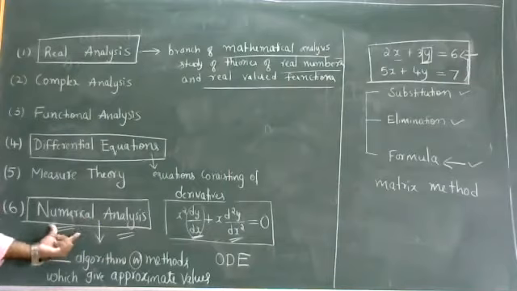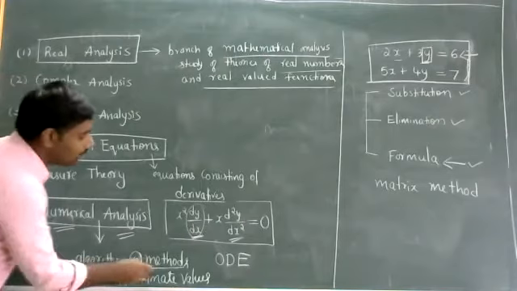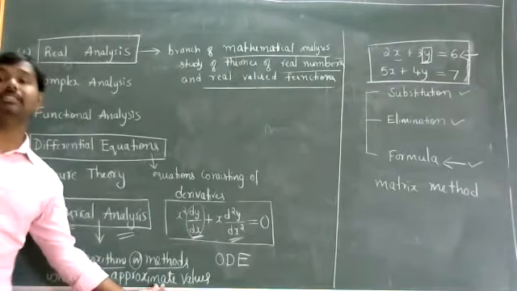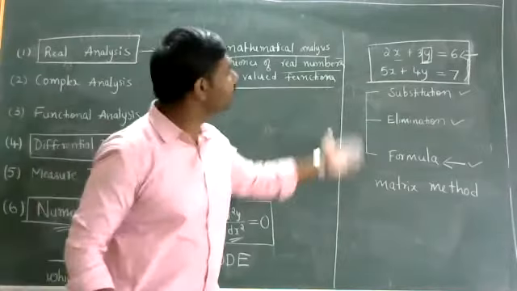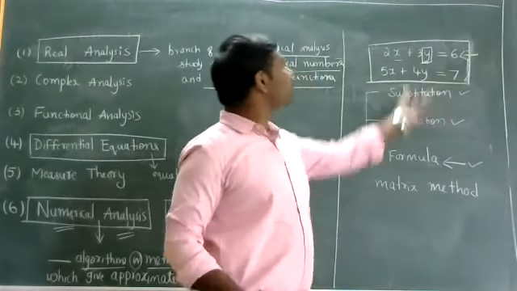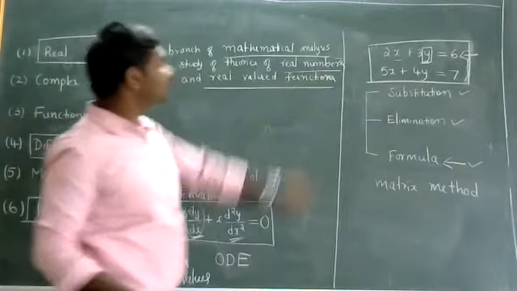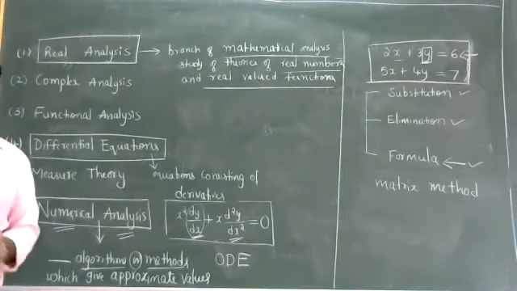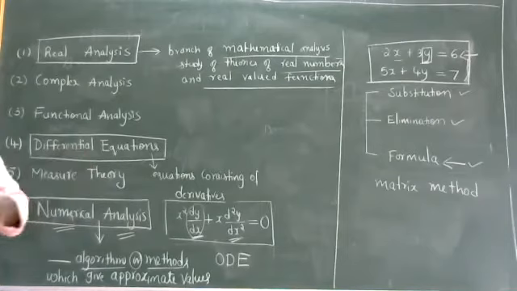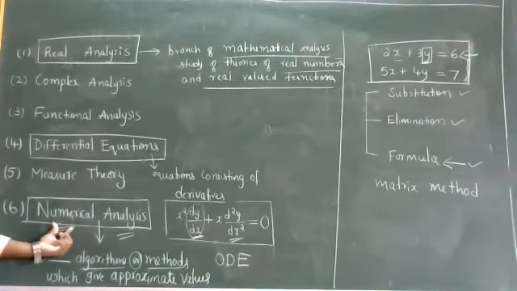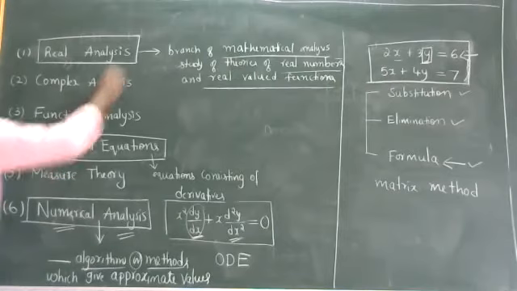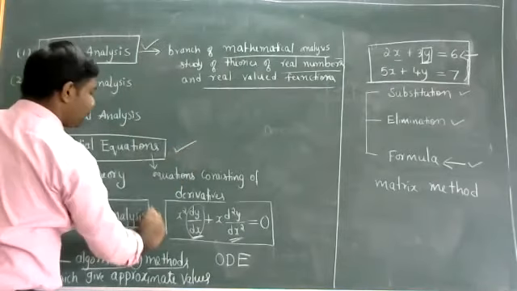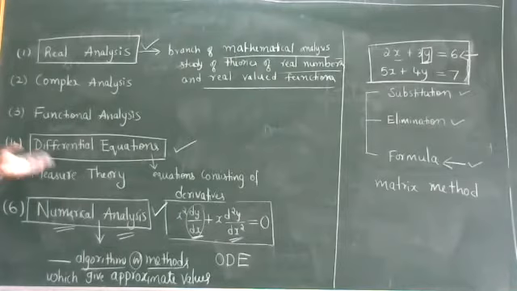So numerical analysis is that branch of mathematical analysis which constitutes algorithms or methods to get approximate values. The earlier methods give you direct or exact values for the system. To solve the same system, we have some other methods which give you approximate values, approximate answers. Those methods will come under numerical analysis. So these are the three branches of mathematical analysis which we have already studied.